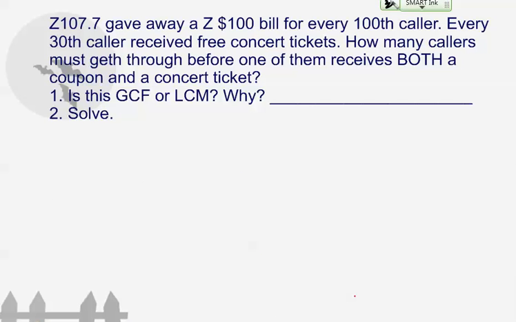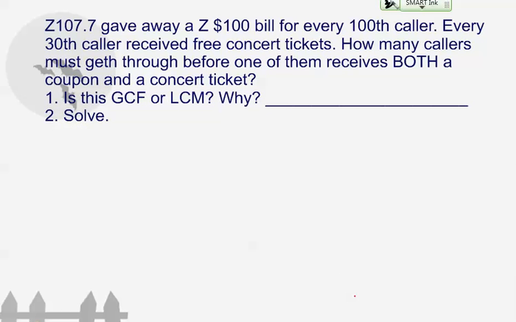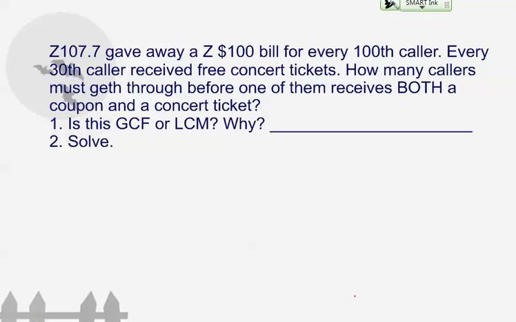Okay, Z1077 gave away a $100 bill for every 100th caller. Every 30th caller received free concert tickets. How many callers must get through before one of them receives both a coupon and a concert ticket? Now, are you dividing something up equally, or is this something that's repeating over and over again? If you said something that's repeating over and over again, you're right, and that's least common multiple. Remember, least common multiple is used when things repeat over and over again.